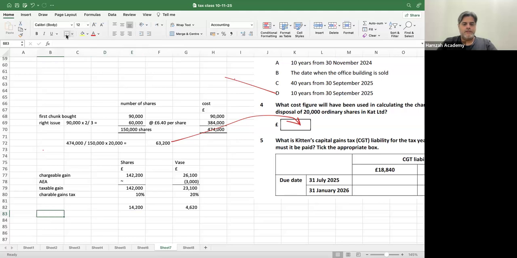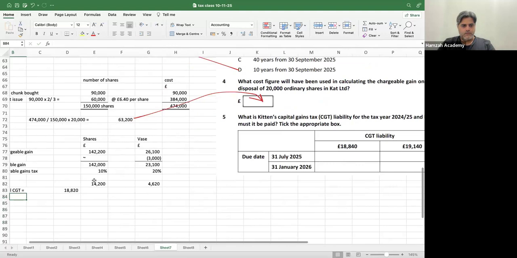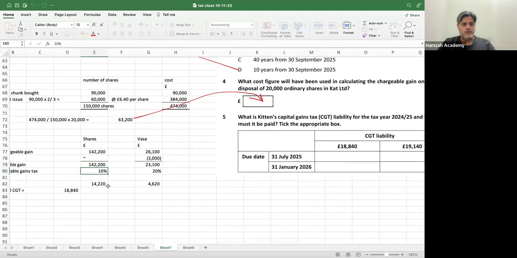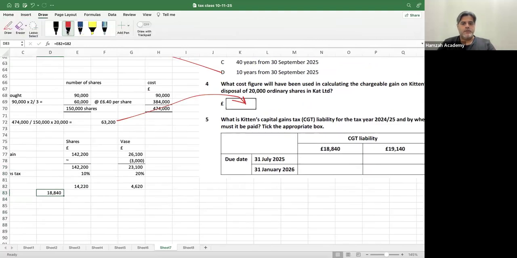So we will have total CGT 18,820. Oh, this is 142,200. So 14,220 plus 4,620, now 18,840. Yeah, set. So we are going to have this 18,840.